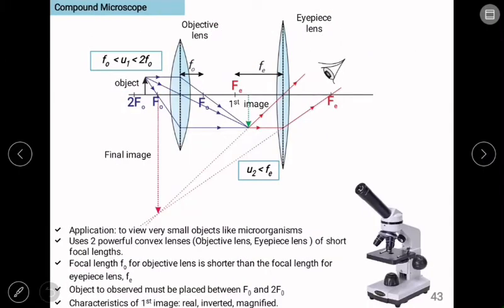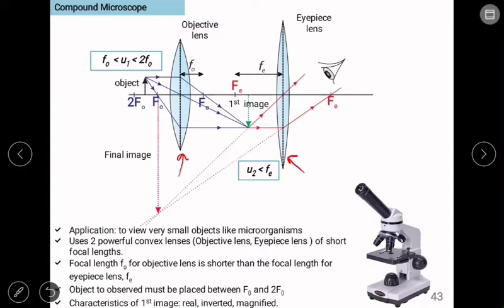Now we're going to look at our compound microscope. A compound microscope is used to view very small objects like microorganisms. A compound microscope also uses two powerful convex lenses. Again, the one close to the object is called the objective lens, which is this one. And the one that is close to the eye is what we call the eyepiece lens.